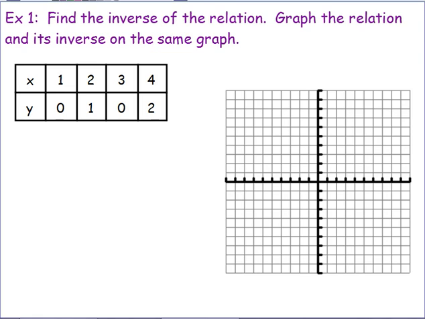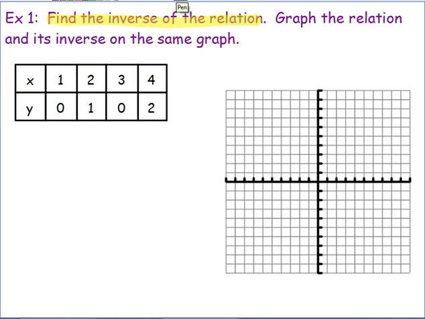This is about as basic as we can get. This is a relation. A relation is simply any pair of points. So 1 is paired with 0, 2 is paired with 1, 3 is paired with 0, and 4 is paired with 2. They want us to do a couple of things. First, we are going to find the inverse relation.